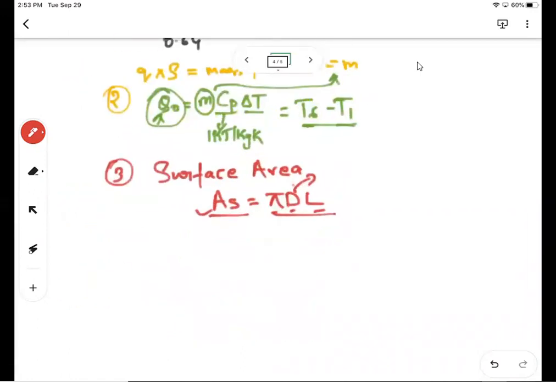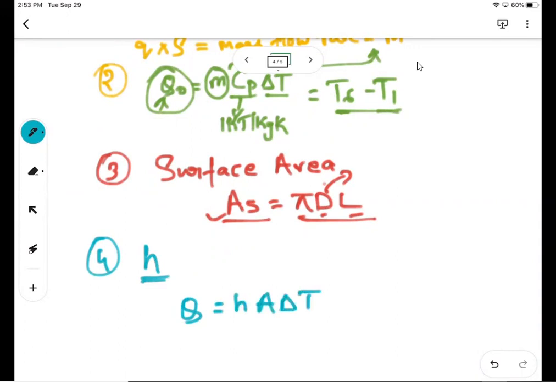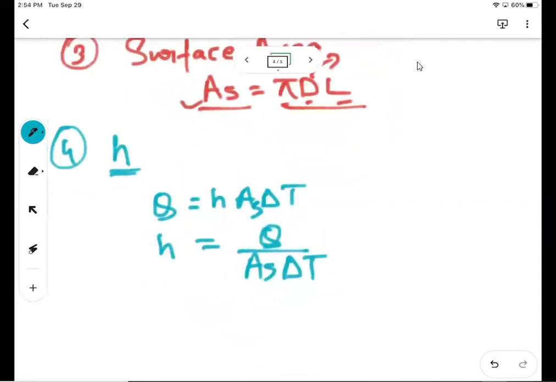And the next part, the fourth part that you need to find, is the heat transfer coefficient. For that we are going to use the formula Q equals h A delta T. You are aware of this formula. Now in order to find h, we'll put h on one side and shift the remaining to the other side. So it would be A s, sorry, I forgot to mention s over here, and this is delta T. But this delta T is a little bit different.